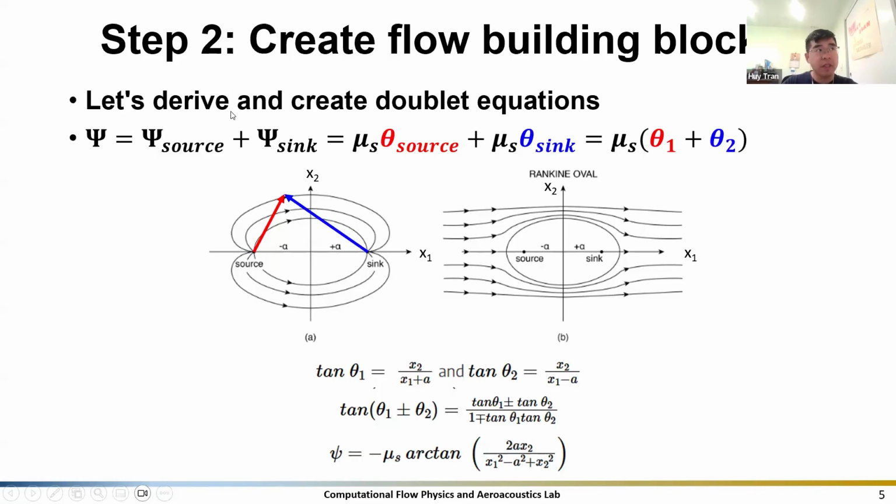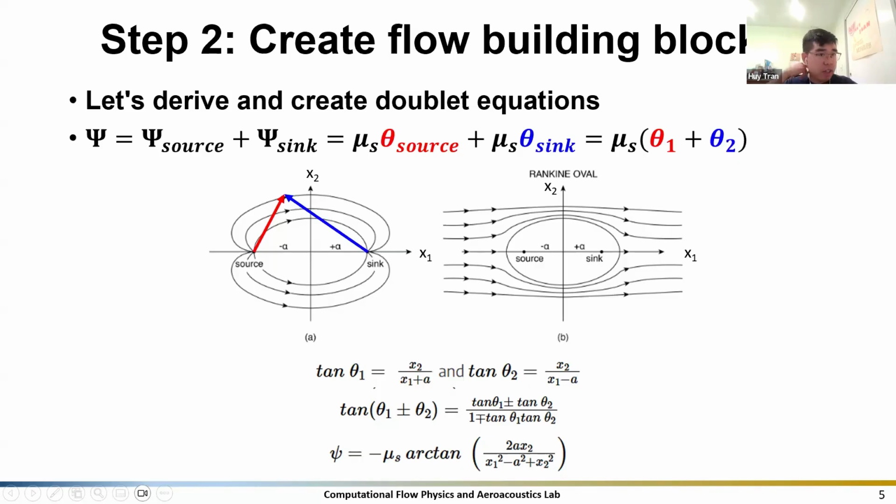As I mentioned in previous lectures, in order to show the influence of two different building blocks in the same region, we just do superposition. We just add up all the psi values, the streamline values, and that shows the influence of your building blocks with one another. So that's why we add up source and sink for this Rankine oval.